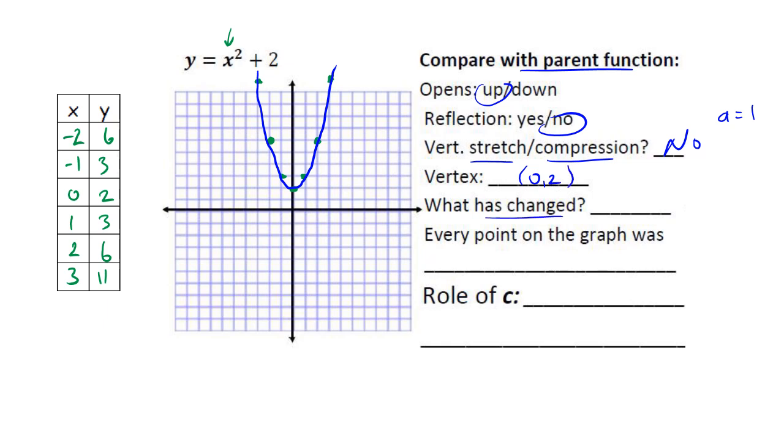What has changed when compared to the parent function? The c value has changed. And c value also gives us the y-intercept. And we can also realize that every point on the graph was shifted, translated 2 units up. And the role of c is to find the y-intercept. And if the y-intercept is the same as the vertex, then c also gives us the translation.